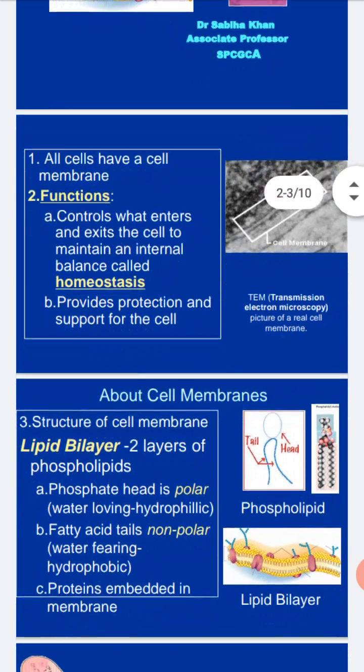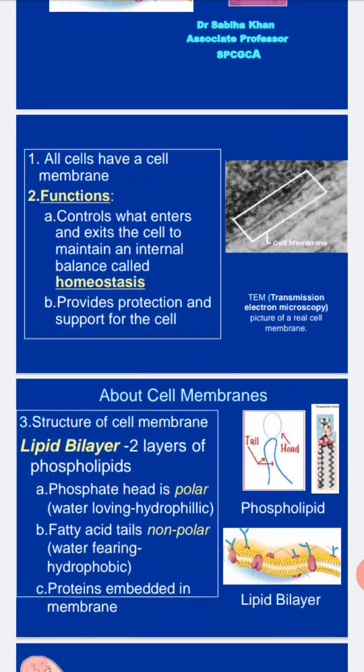Now, describe the structure of the cell membrane. This question is asked. So if we see the structure of a cell membrane here, then you can see that it is a lipid bilayer. Two layers of phospholipids, you can see two layers of phospholipids. This yellow you can see, and it consists of the proteins.